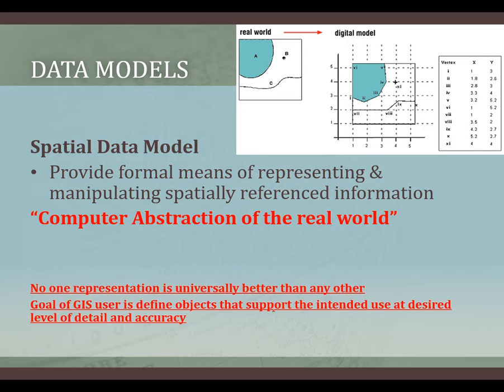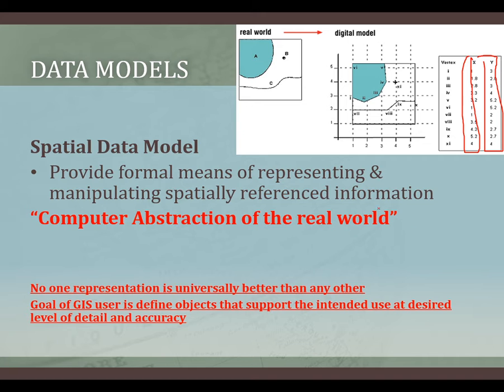So a spatial data model provides formal means of representing and manipulating spatially referenced information. It's the computer abstraction of the real world, and no model is universally better than another. We have tons of models out there. No one is better than the other. That's the real world. We try to digitize it, find the coordinates of different parts of it, and we try to put it in the computer. No model is a perfect representation of the real world. They try to perfect it, but still, no one is better than the other.